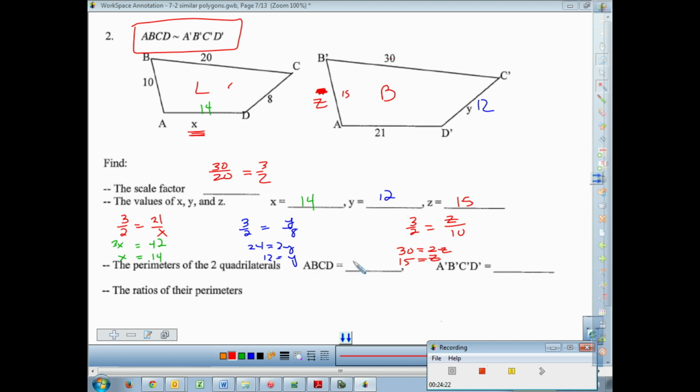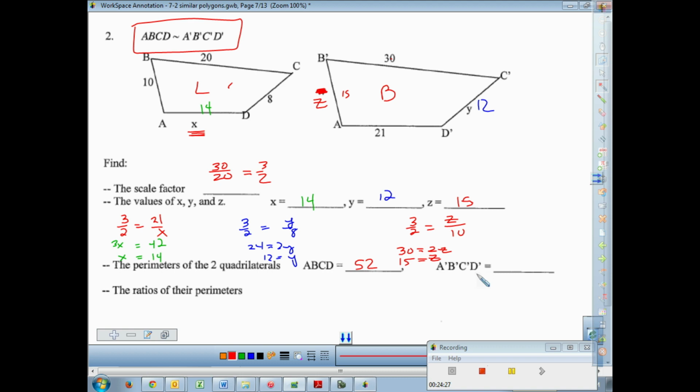What do we get for a perimeter of ABCD? 52. Is everyone cool with that? How do you say these? I don't remember if I've told you this. How do you say those things out loud? Prime. A prime, B prime, C prime, D prime is what that's called.